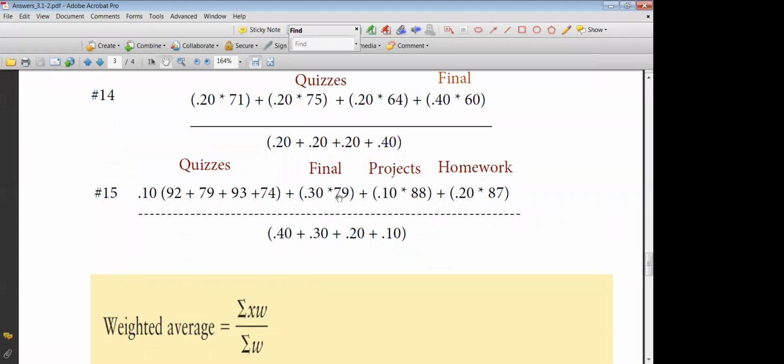He tells me in the problem the final was worth 30%, and my projects were worth 10%, and my homework was worth 20%. And those are the grades. All right. So reading this particular problem took a little bit of time. But I could have gone 0.10 times 92 plus 0.10 times 79, but I saved myself a little time and a little effort. I put the 4 quiz grades, or test grades, into a parenthesis, and I'm telling the calculator to multiply everything in the parenthesis by 0.10, making use of the distributive property.